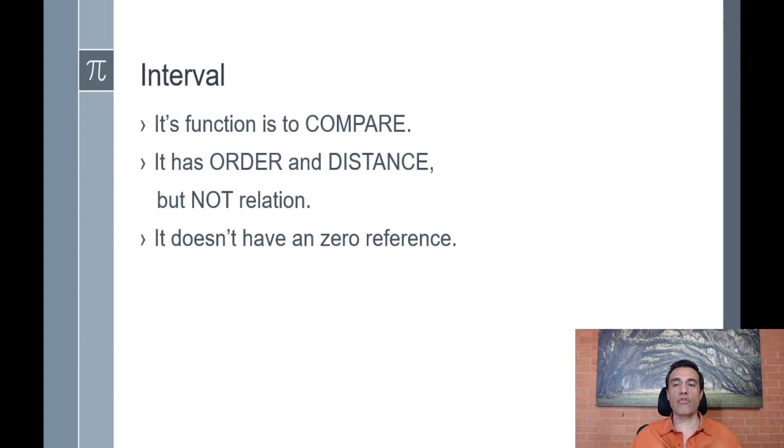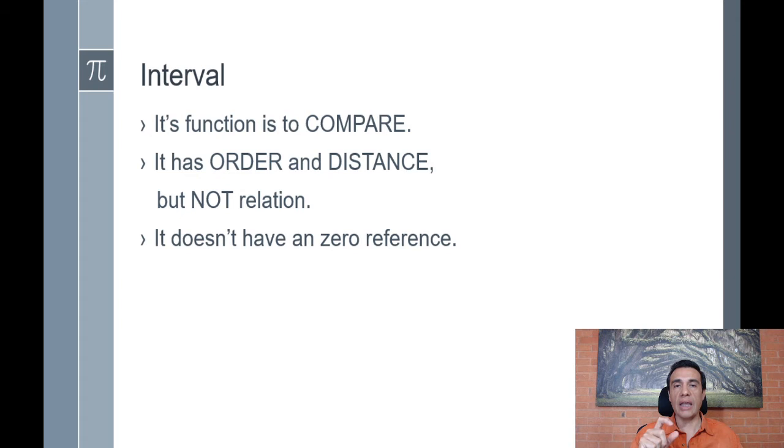The interval has the ability to compare, that is the main function of it. It has order and distance, but it is not able to create a relation, meaning that we can't say that one is twice, three times, or 4 times the magnitude of the other one, okay?